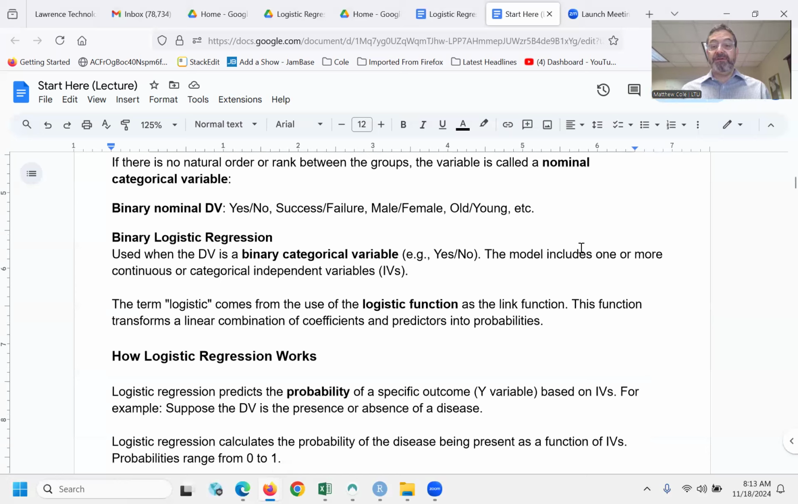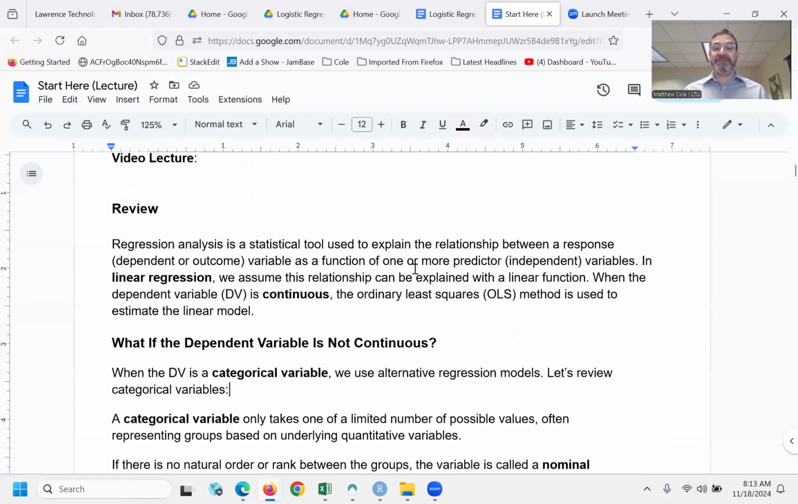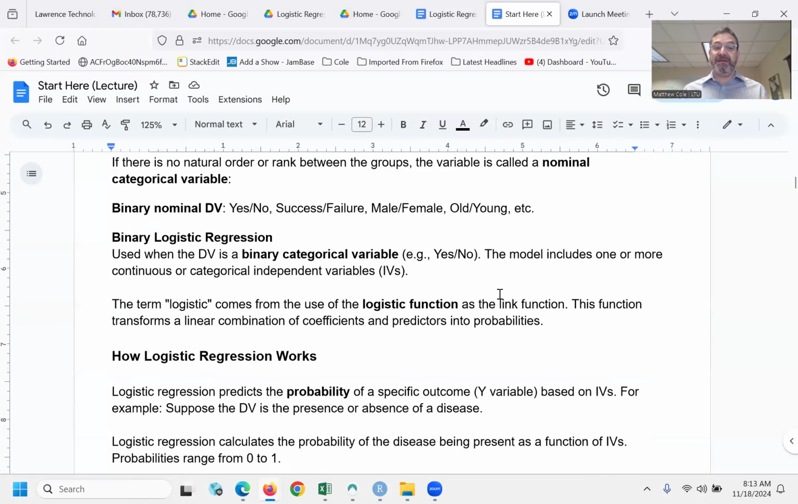The model includes one or more continuous or categorical independent variables, so just like we did with linear regression. Only in this case, our regression coefficient is built on not the ordinary least squares method, but it's based on modeling a logistic function, which transforms a linear combination of coefficients and predictors into probabilities.